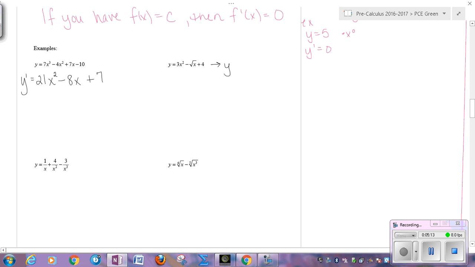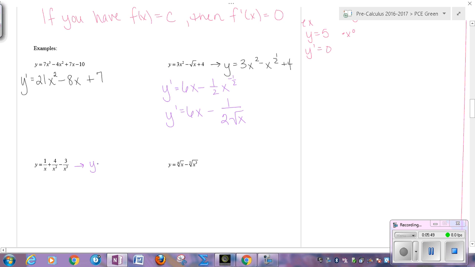Sometimes it helps you to rewrite them. So this is the same as y is equal to 3x squared minus x to the 1/2 power plus 4. So if I want to write the derivative of that, it's going to become 6x minus 1/2 x raised to the negative 1/2. Now, you want to always write your derivatives with positive exponents. So your derivative is going to become 6x minus 1 over 2, raised to the positive 1/2, which is the same as taking the square root. This is how you want to leave your answer.